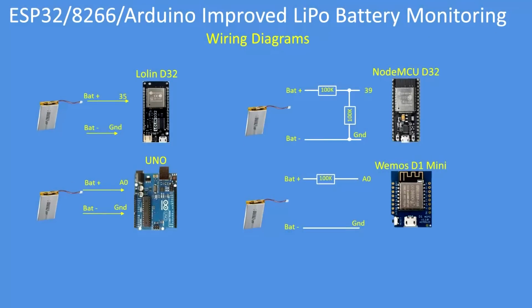Here's a summary of all the connections required for the different boards to measure battery voltage. I think that's fairly self-explanatory. The Lolin D32 has an onboard voltage divider, direct connection to the battery. Similarly for the Uno, direct connection for the battery, whereas the NodeMCU 32 board needs a voltage divider adding, as does the Wemos D1 Mini, or its onboard voltage divider needs to be augmented with a series 100k resistor.